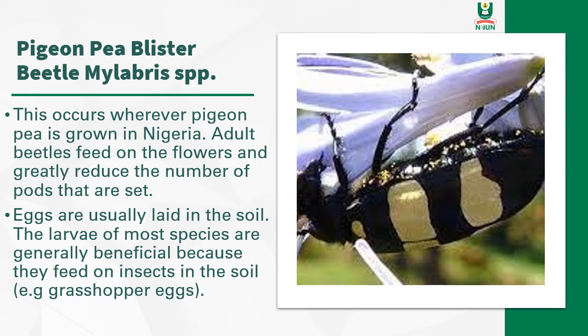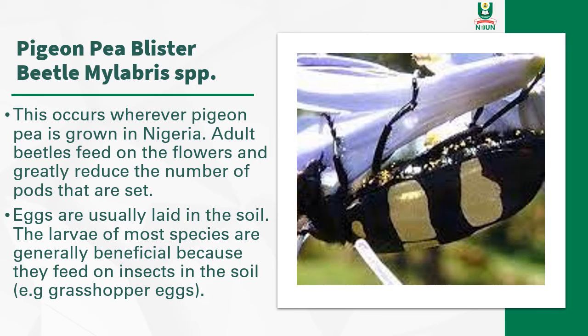Moving on, we have another pest which is called the pigeon pea blister beetle, the Mylabris species. That's the pigeon pea blister beetle, and this occurs wherever pigeon pea is grown in Nigeria. This is what it looks like.